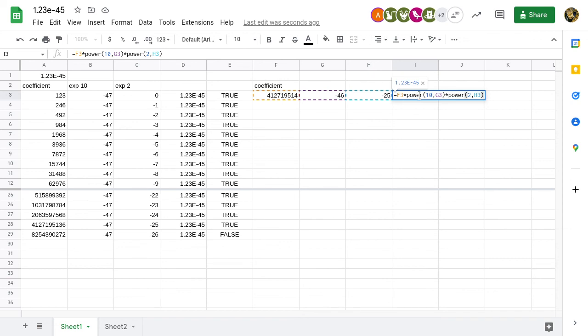1.23 times 10 to the power of negative 45. That's what I should be getting back. Or, not in scientific notation, it is 1.23 e negative 45. So press the enter key. Aha, we got it back.